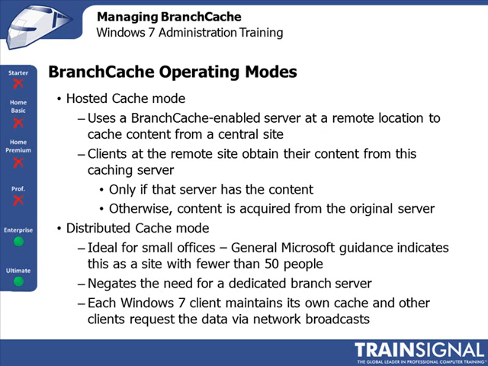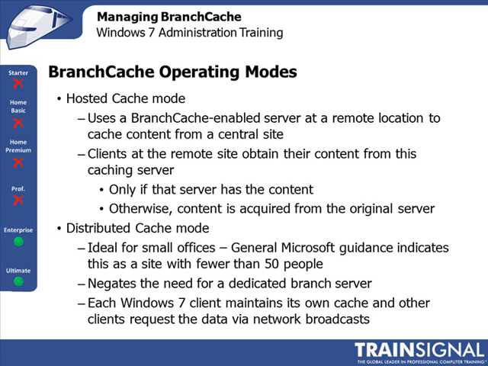BranchCache operates in one of three what are called operating modes. Hosted cache mode uses a BranchCache-enabled server at a remote location to cache content from a central site. Clients at this remote location obtain their content from this caching server, which in turn obtains its content from a central server, basically at Global Mantix's headquarters.